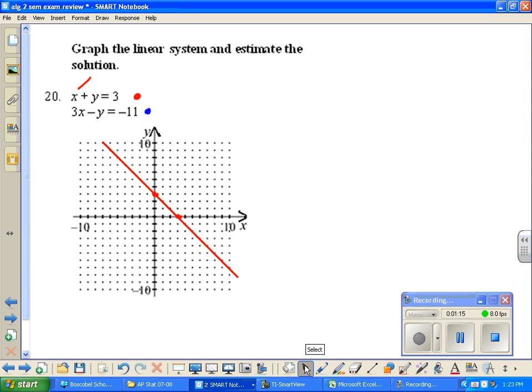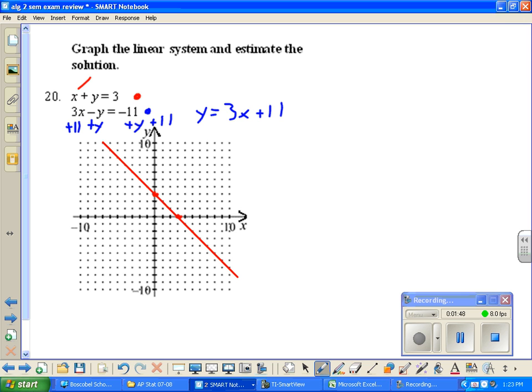Now I'll do the blue line. Well, for the blue line, it's in standard form. I have the x and the y on the same side, just like I did in the last problem. But notice that if I start covering up and solving, my x-intercept is going to get pretty darn ugly. So instead, what I'm going to do is put it into slope-intercept form. I'm going to add y to both sides and also add 11 to both sides. And I am going to end up with y equals 3x plus 11.